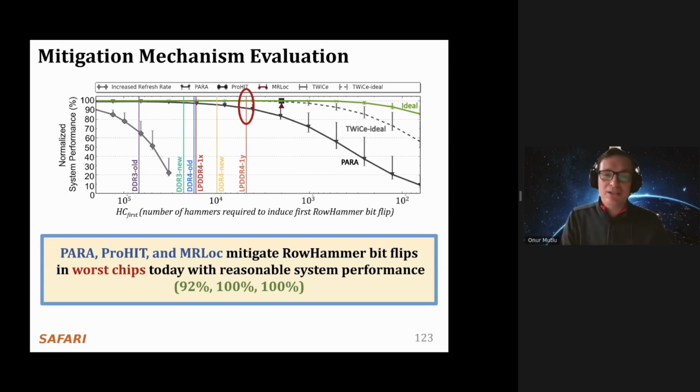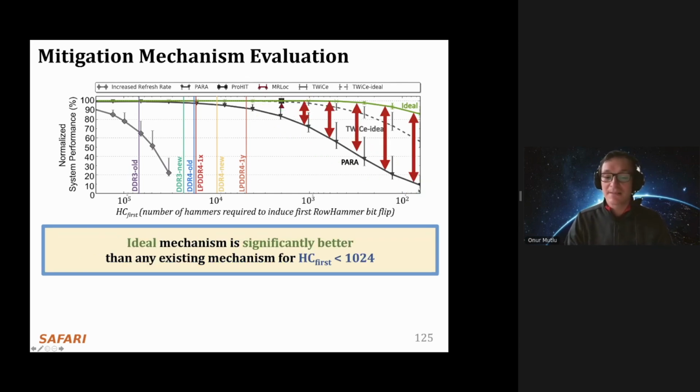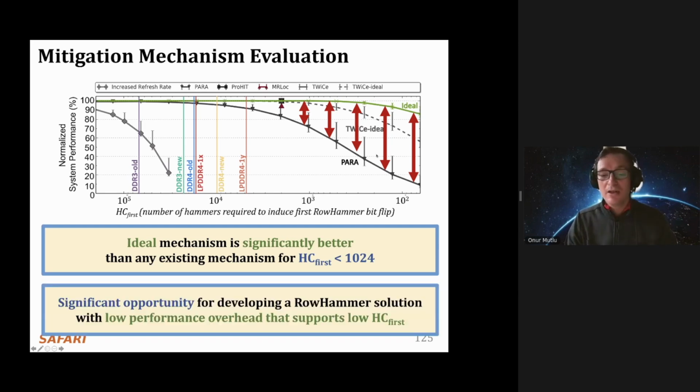So basically, in today's systems, LPDDR4, existing mechanisms are not terrible. Basically, the overhead is about 8% with PARA, for example. But as you go into the future, only PARA's design scales to low values, but it comes with very high system performance overheads, basically. But the ideal mechanism actually has a very good headroom. It's significantly better than any existing mechanism for a good number of HC first values, which means that there's a significant opportunity for developing Rowhammer solutions with low performance overhead.